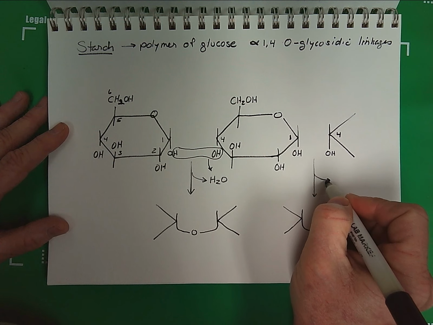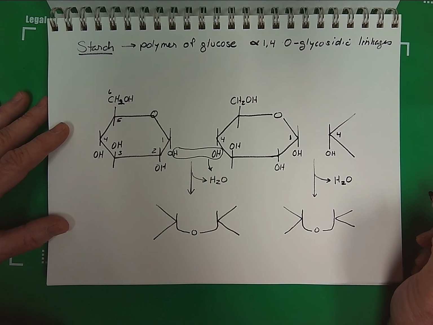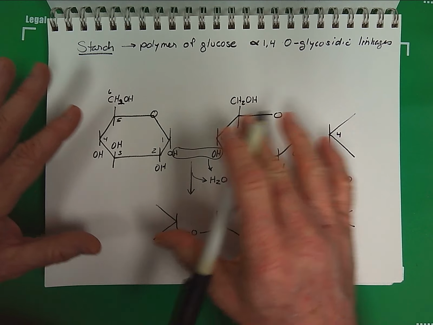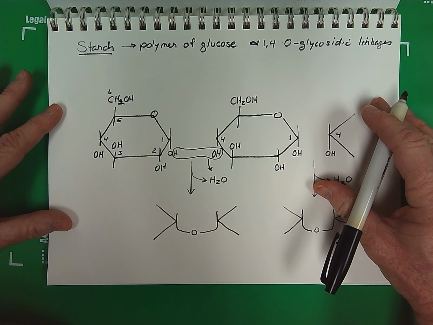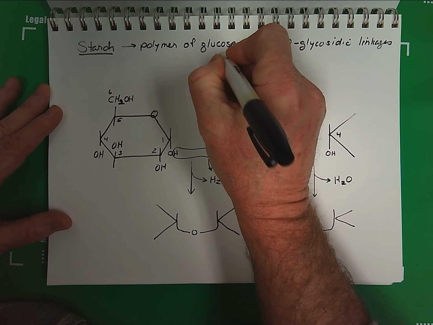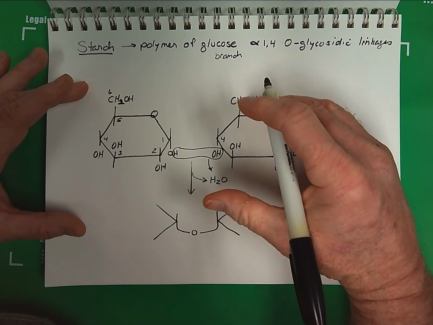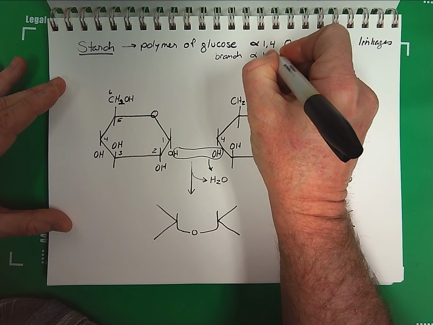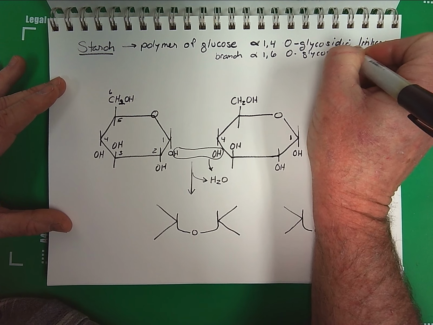Now, starch is a very rich, dense molecule of glucose monomers, and so starch also has the opportunity to branch the structure of the polymer. When we branch the structure, we form another polymer of glucose adjacent to the first polymer and link them together. And the branches will be alpha 1,6 O-glycosidic linkages.